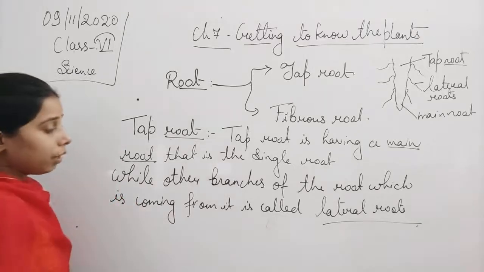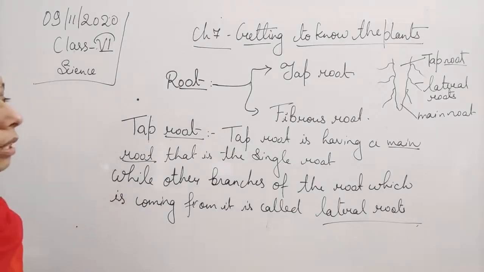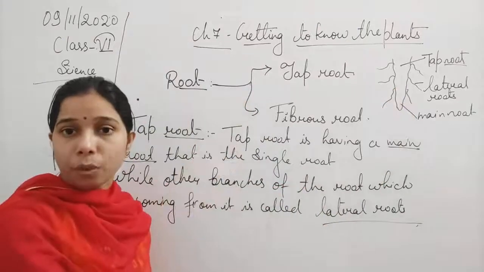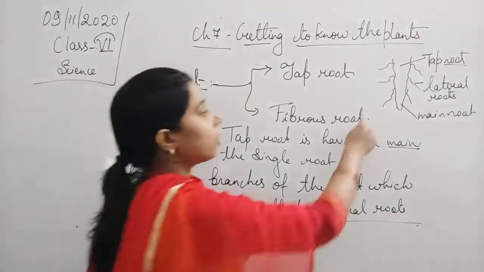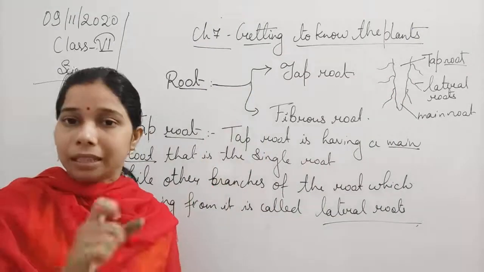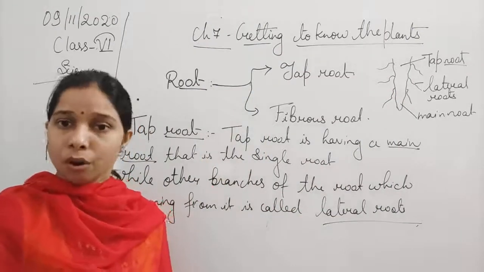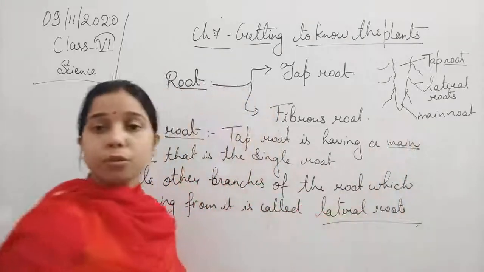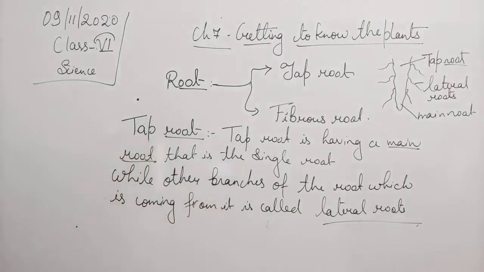When you see that, you will find one more thing here, that the main root is what? It is the thicker one. While the lateral roots which come out from it are thin in size. Okay, so one main root is thick, but the lateral roots are thin. Okay, so we can write it.